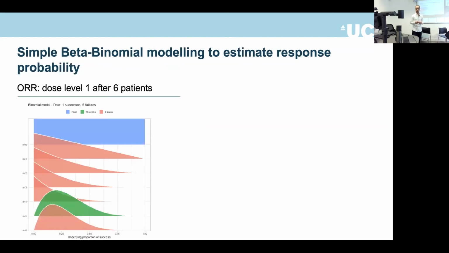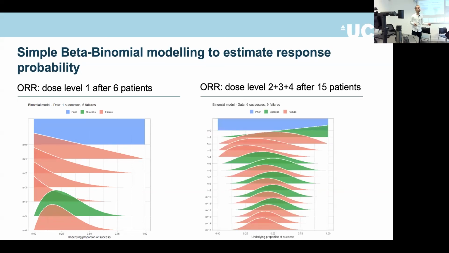So in practice, this is how it would look. After 6 patients dosed at dose level 1, our prior, which is in blue, would have evolved. In this specific example, the patient in green is a patient with a success, and the resulting posterior after 6 patients, with 1 success and 5 low responders, looks like the one at the bottom of this graph. And then the study would have evolved. We would now be at dose level 4. We would have seen patients at dose levels 2, 3, and 4, and we would have had, for example, 6 successes, 6 responders, and 9 non-responders.